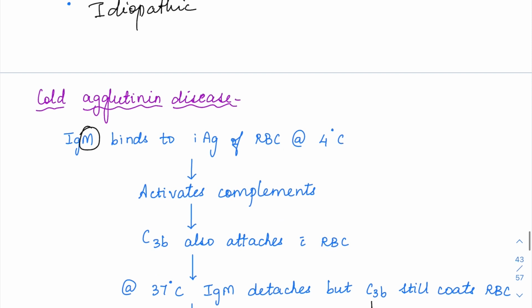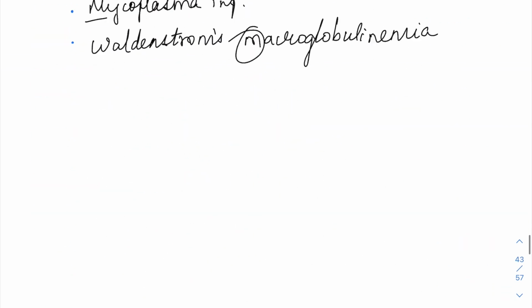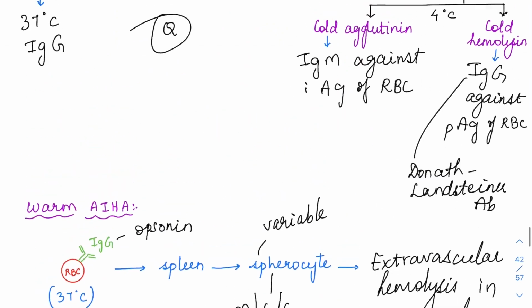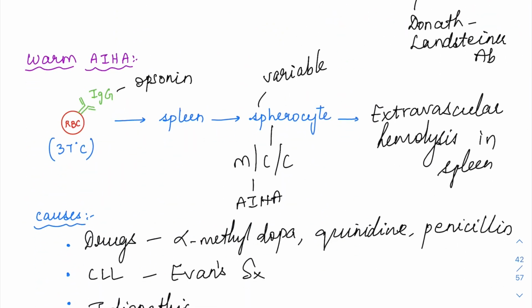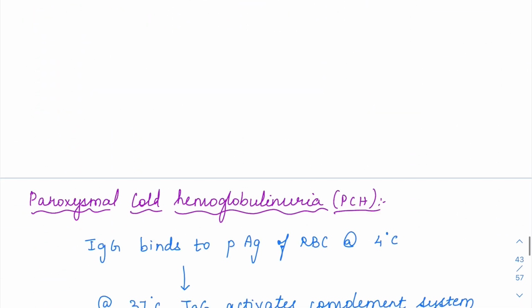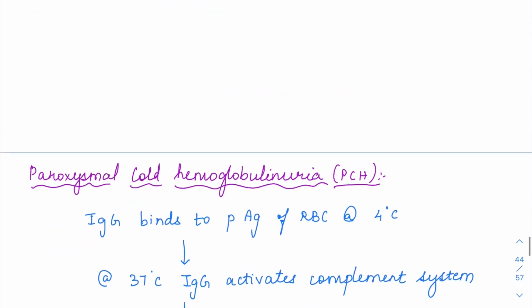If you can't remember this, you can just remember that this IgM is going to bind to the I antigen of RBC at 4 degrees Celsius, and the hemolysis is going to take place at 37 degrees Celsius. So in the first one, warm AIHA, the binding is at 37 degrees Celsius and the hemolysis is also taking place at 37 degrees Celsius only.